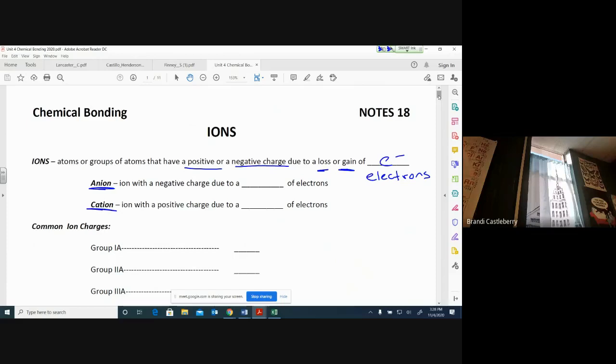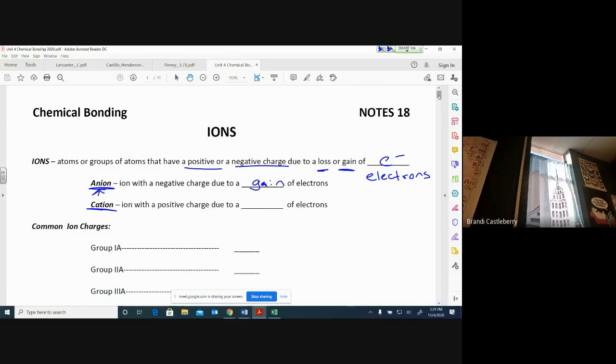The anion, I usually remember which one it is, because it has that N in it. And N is the beginning of negative. So an ion with a negative charge is due to the gaining of electrons. This is kind of like the most backwards thing we'll do all year. Usually when you think gaining, you think it's going to become positive. Like, oh, I'm gaining something that's positive. No, you're gaining an electron.